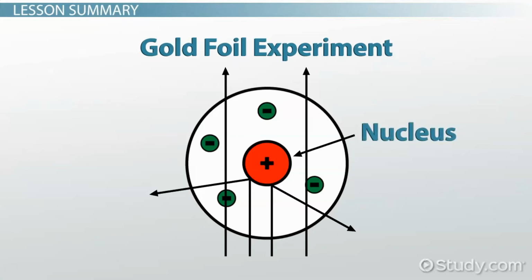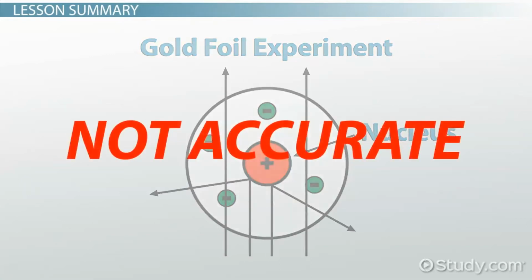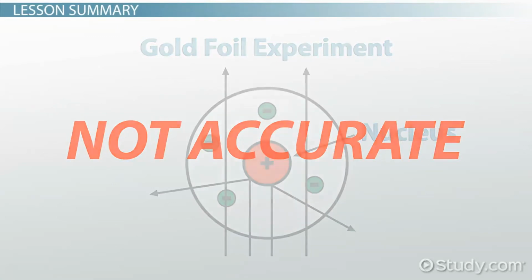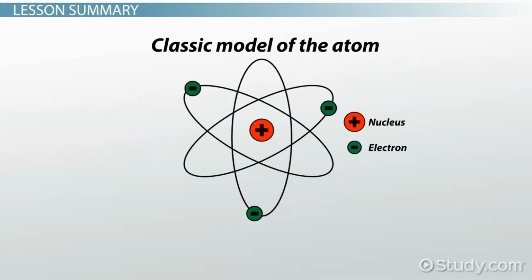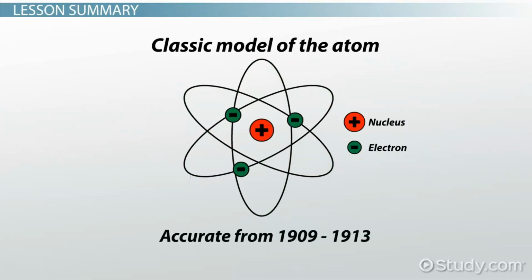It was eventually discovered that this model does not accurately represent the behavior of electrons or the sizes of particles. The Rutherford model is one of the most popular models of the atom, even though it was only considered accurate from 1909 to 1913.